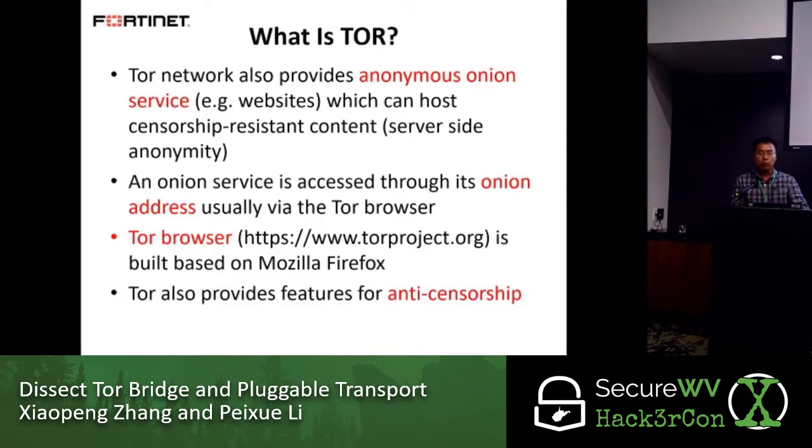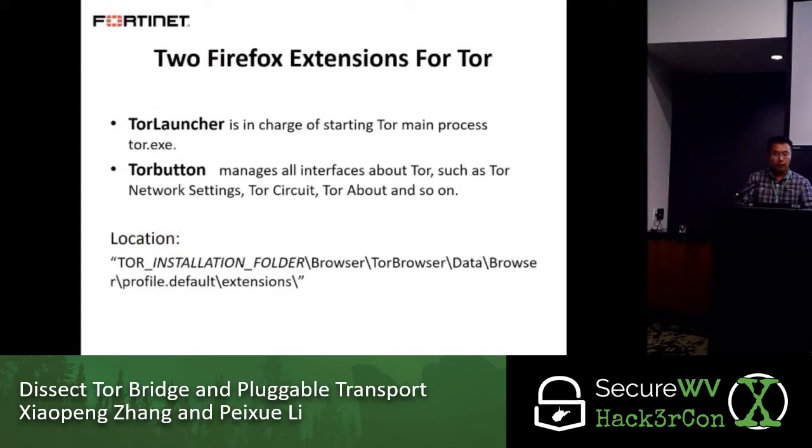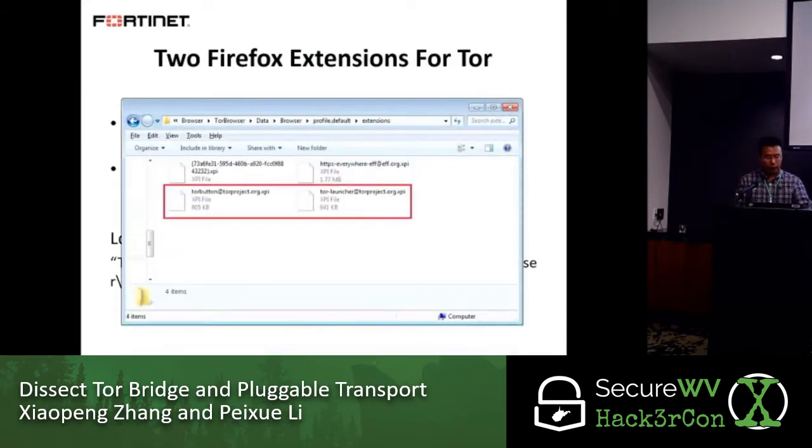Tor also provides features for anti-censorship. As mentioned, the Tor browser is built based on Firefox. It implements 2 Firefox extensions. The first one is Tor Launcher. It is in charge of starting the main Tor process. The other is Tor Button. It manages all the interfaces about Tor. Both of them are located in this folder. So you can find the corresponding files here.